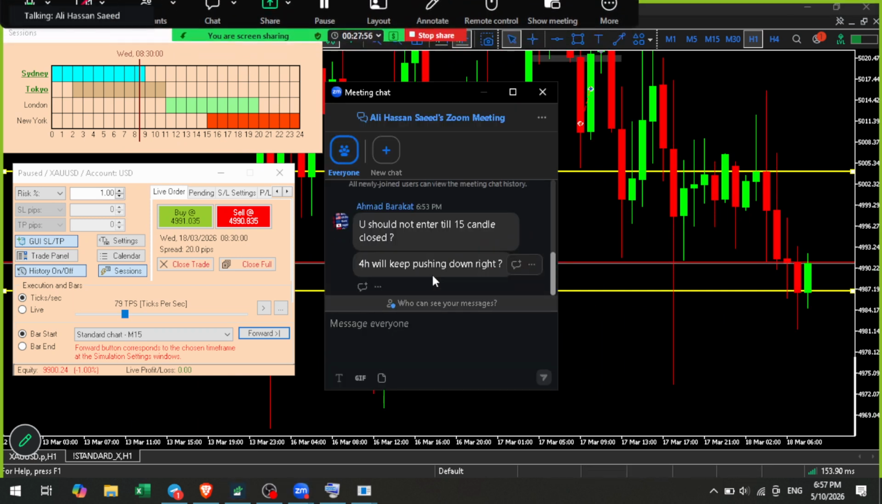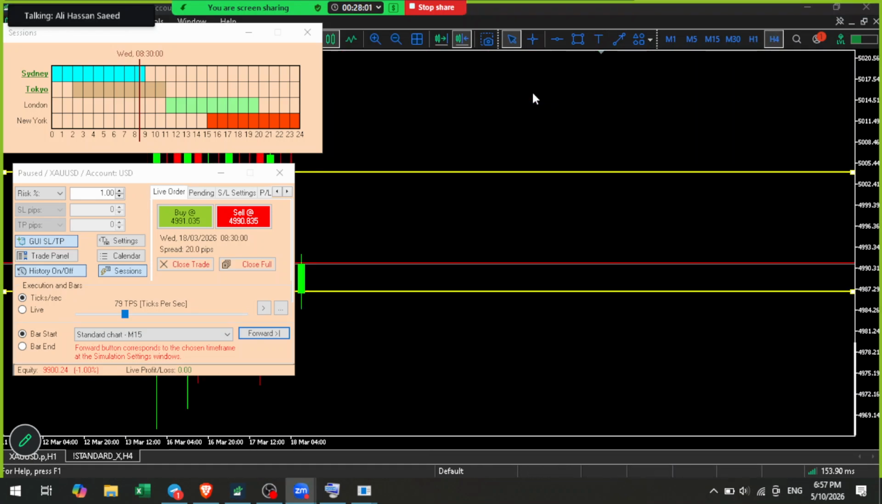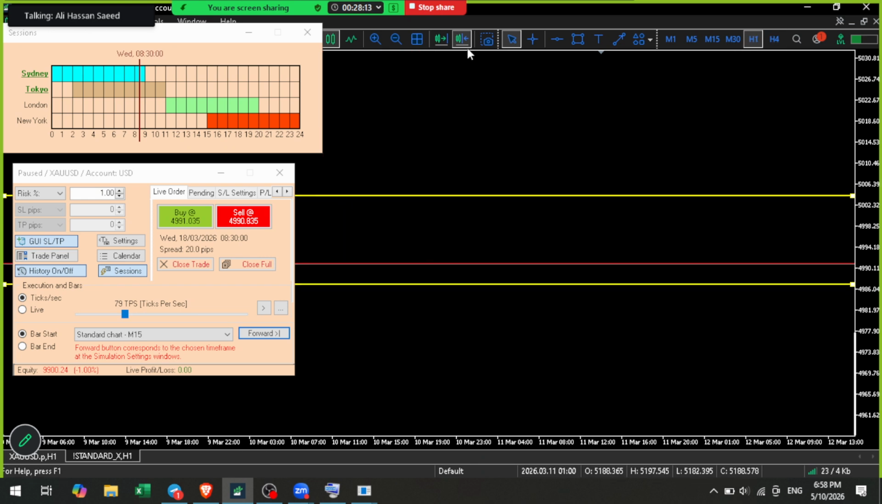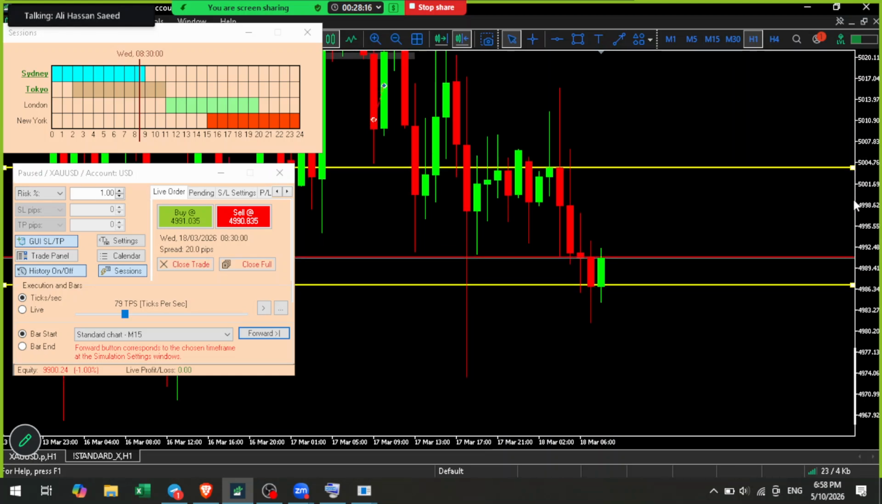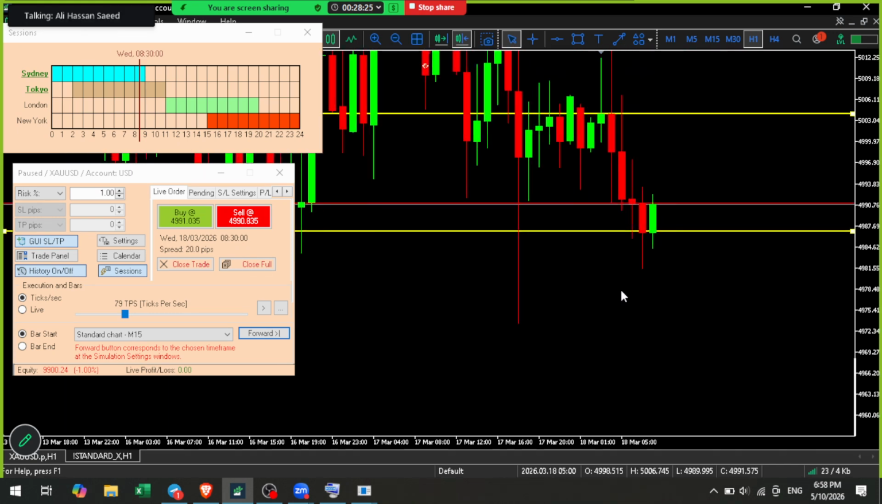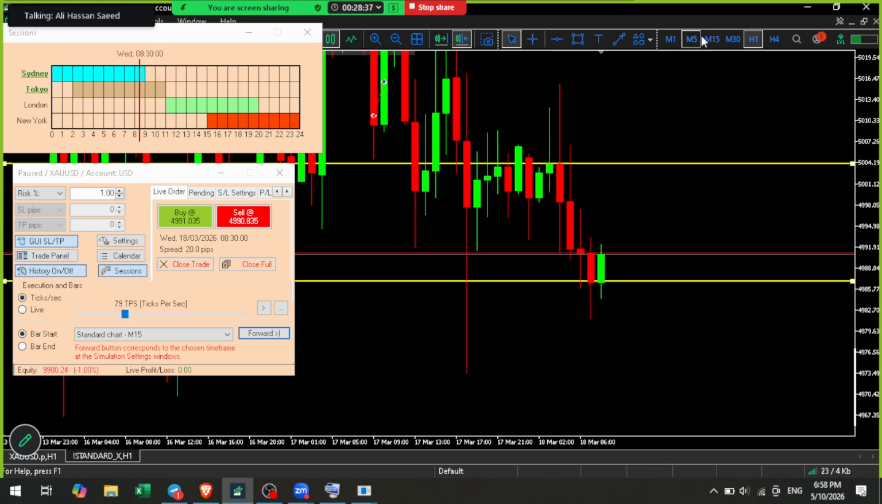Okay, we have a message: 4 hour will keep pushing down, right? Yes, the 4 hour could give us a resistance on the smaller time frame and keep on going down, but we have to see any confirmations first. So currently we are at 8:30. We have a support here and here. They are aligning pretty well. If we have a pullback and resistance formed, we will take a sell. If this support is broken, we will sell to fill these wicks. Let's see what kind of scenario we get.